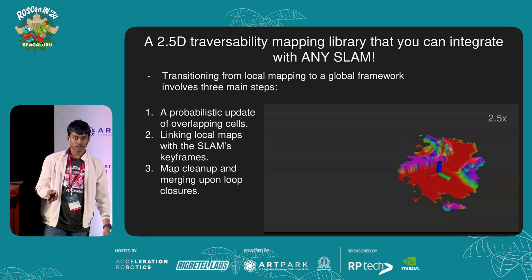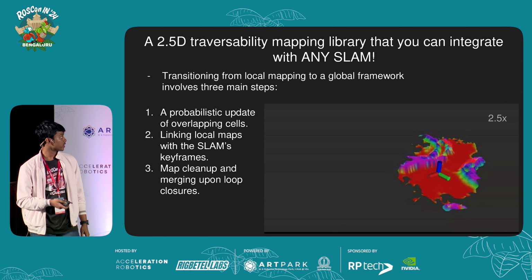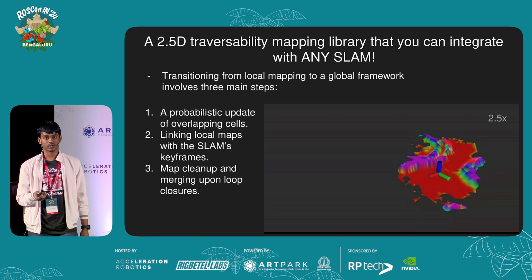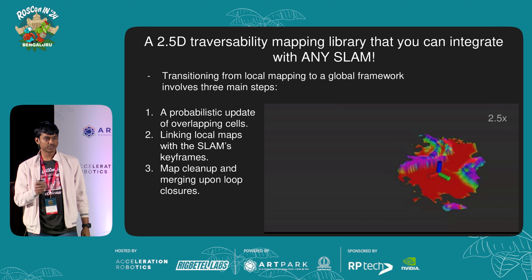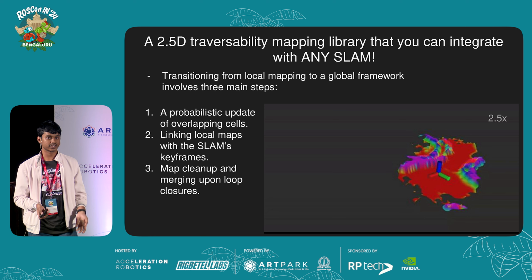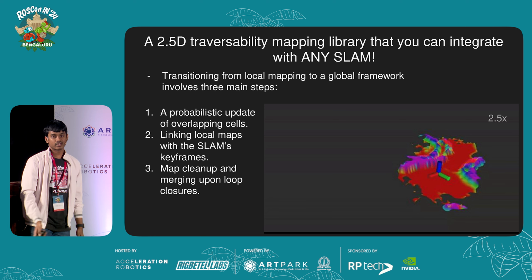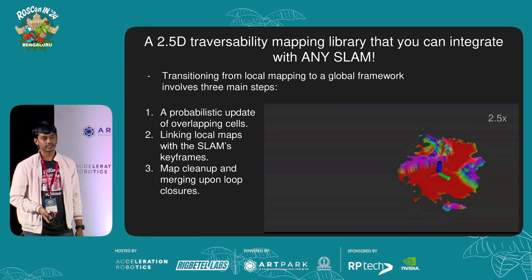Now, transforming your local maps into a global one involves 3 different steps. First one is a probabilistic update of your overlapping cells. The second one is linking your local maps to your SLAM's keyframes. In the sense that your SLAM's keyframes are optimized, so is your traversability map. You don't have to deal with any of the optimization on your end. The SLAM will do that for you. Then, there are routines in place to perform map cleanups when SLAM has loop closures.